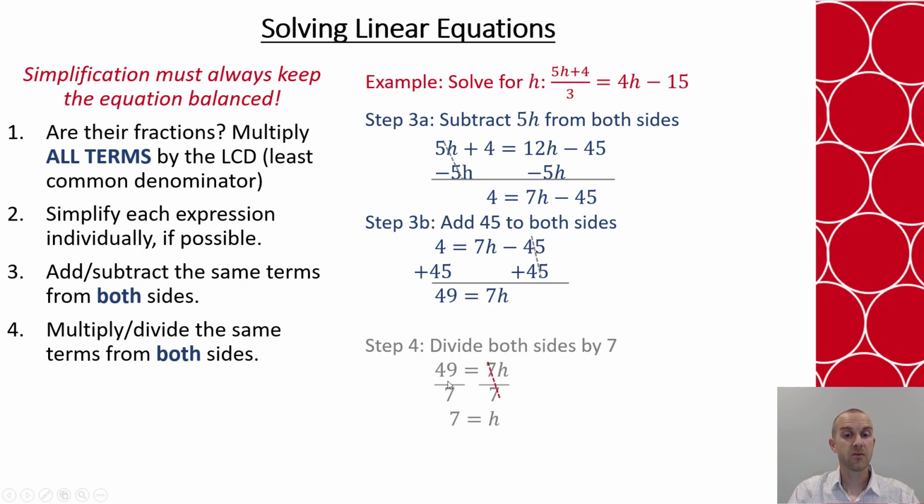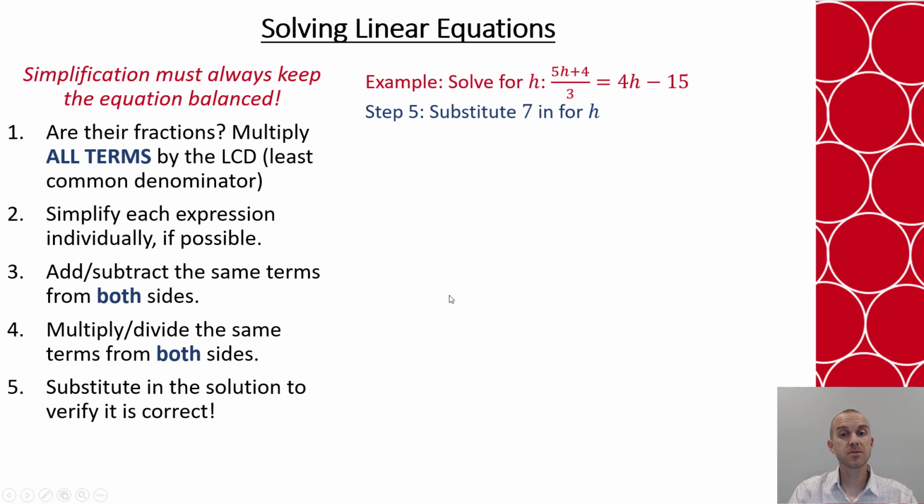And then 49 divided by 7 is 7. My last thing then is to substitute 7 in for h and verify that my equation is equal and that I've solved this correctly. So 5 times 7 plus 4 divided by 3, and 4 times 7 minus 15. And I'm just going to simplify a little bit at a time. So this is 35 plus 4, and this becomes 28. And then this is 39, and then 28 minus 15 is 13.